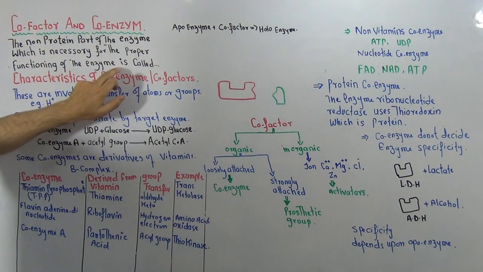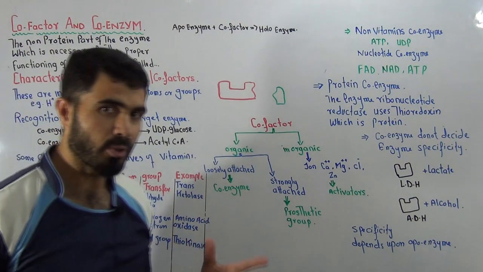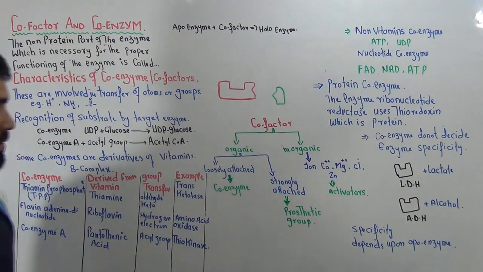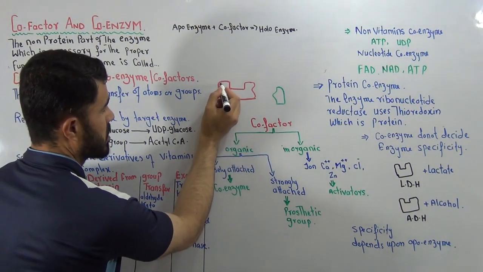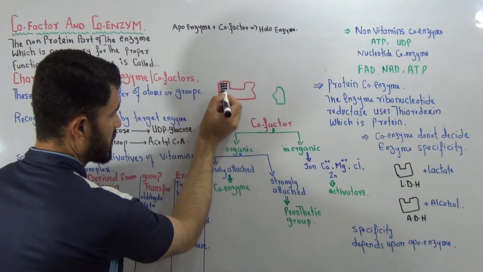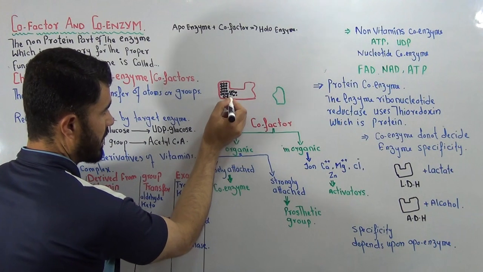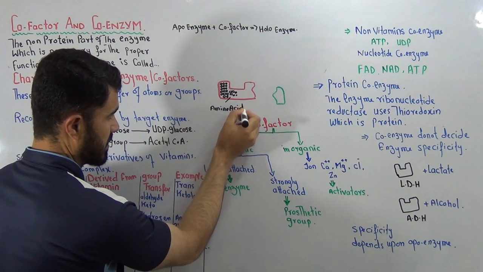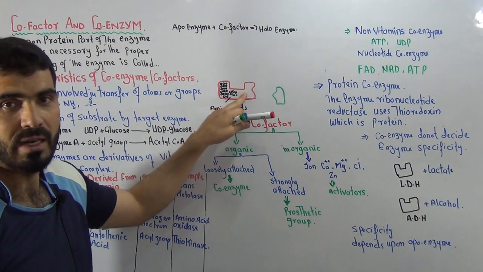Here it is mentioned: the non-protein part of the enzyme which is necessary for the proper function of the enzyme. In the diagram, you can see an enzyme, and we know very well that this enzyme is composed of smaller units called amino acids. A large number of amino acids are assembled to form one complete enzyme.